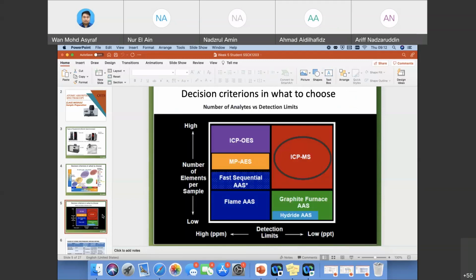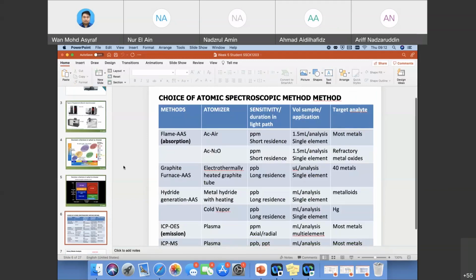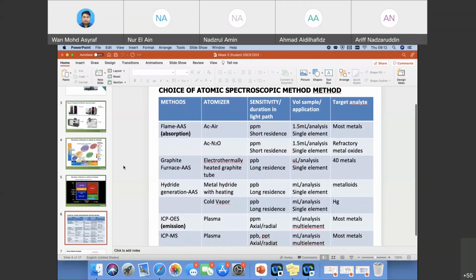So this is another chart for you to look at. And this is the table that we have been looking at before, showing the different types of atomic absorption, atomic emission, and atomic spectroscopy.